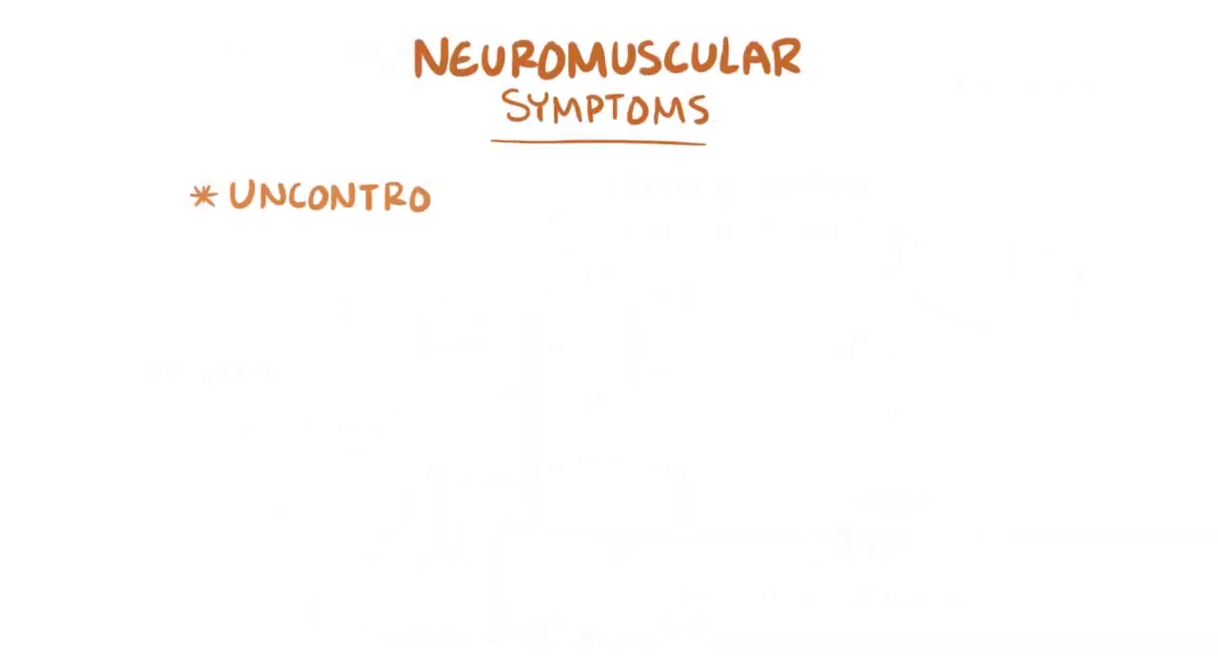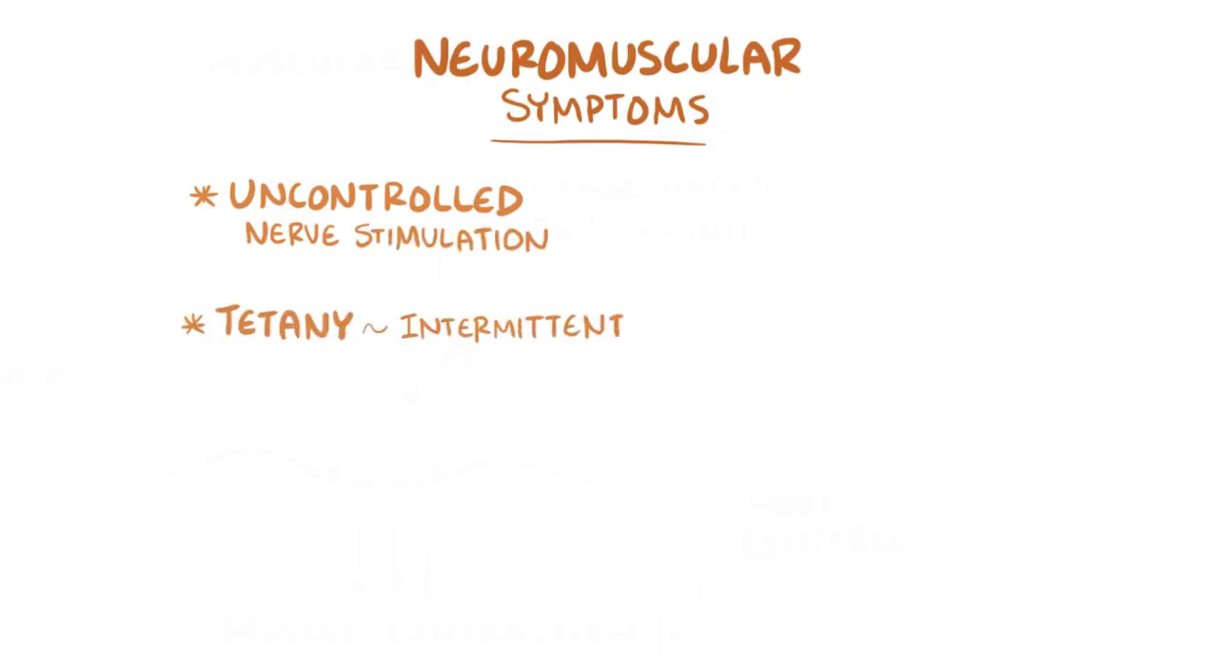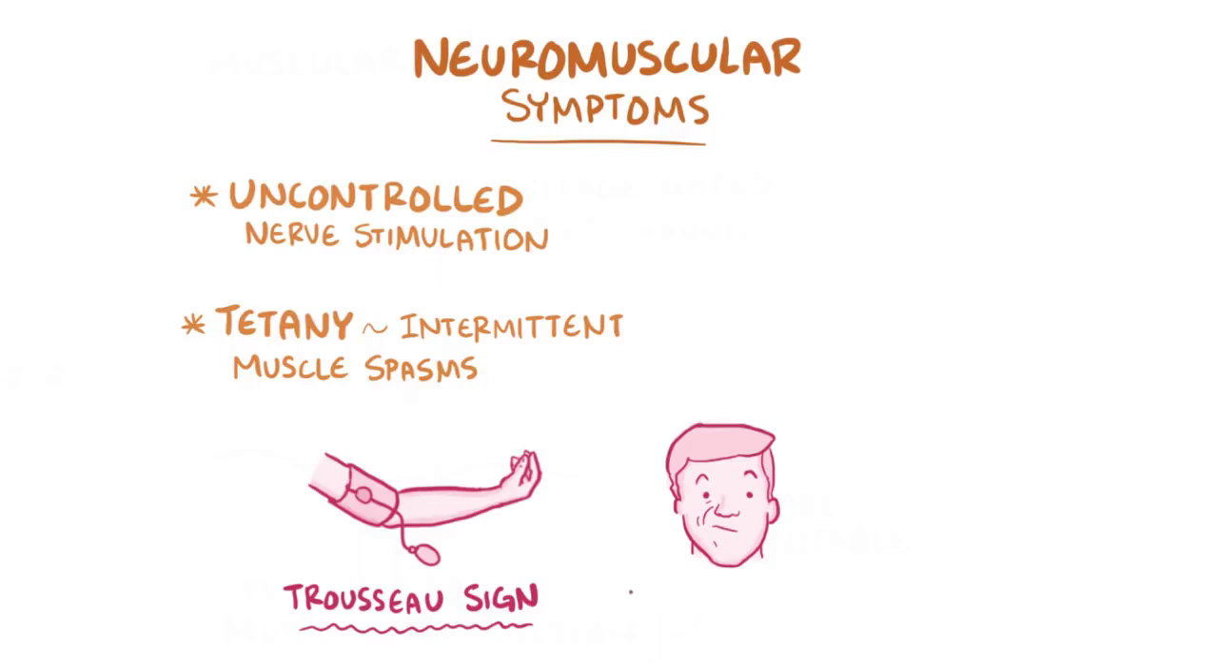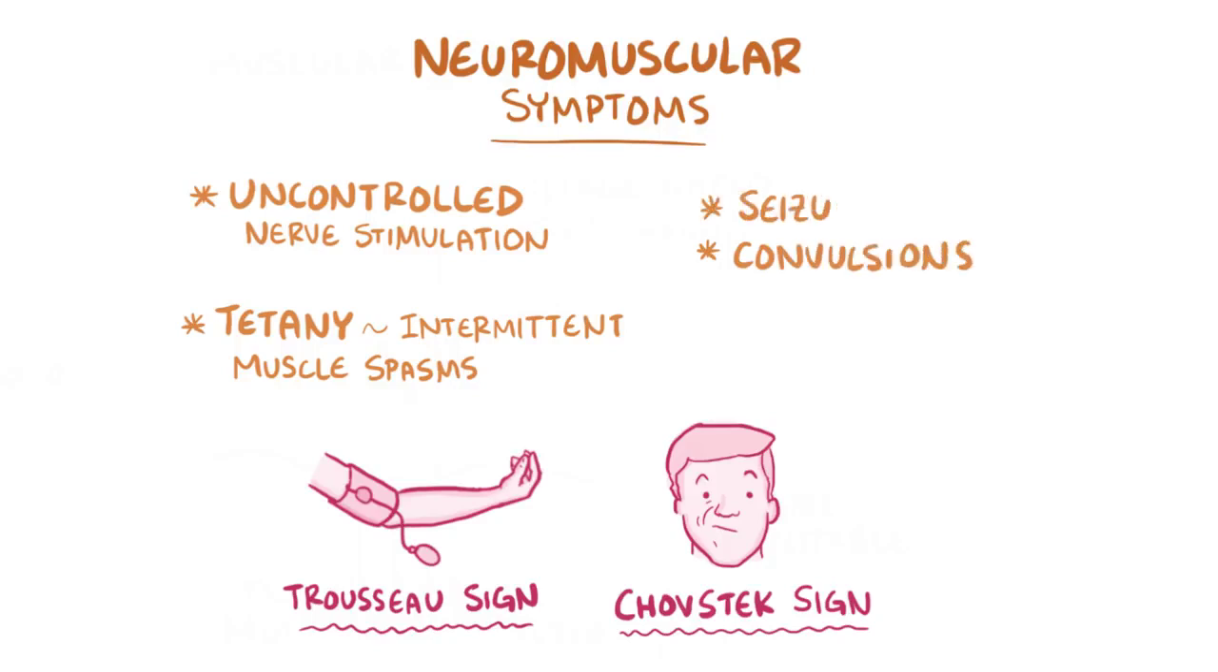This can end up leading to neuromuscular symptoms, like uncontrolled stimulation of nerves as well as tetany, which is a condition where there are intermittent muscle spasms throughout the body. These spasms are particularly evident in the muscles of the hand and the forearm, known as Trousseau sign. When the spasms happen in the muscles of facial expression, it's called Chvostek's sign. Severe hypomagnesemia can even lead to convulsions or seizures, as well as abnormal heart rhythms.